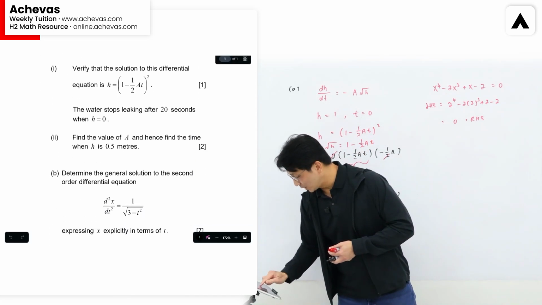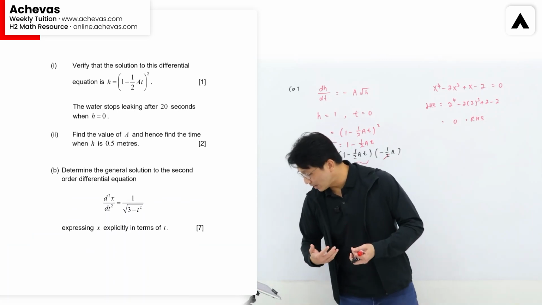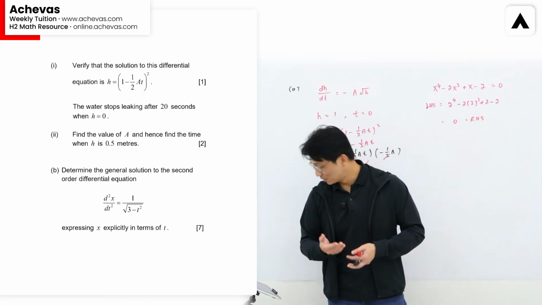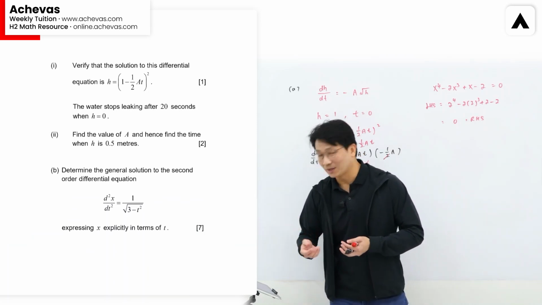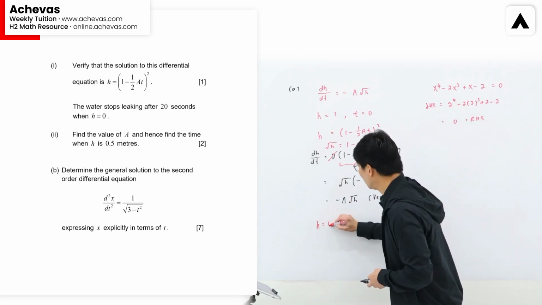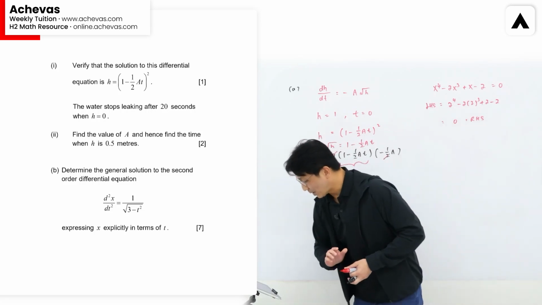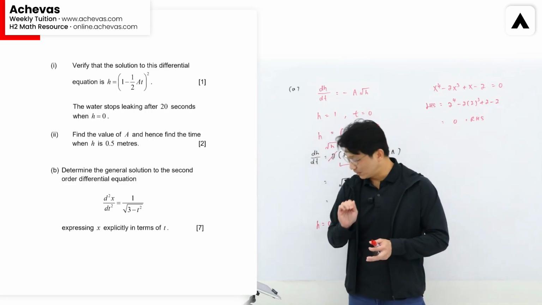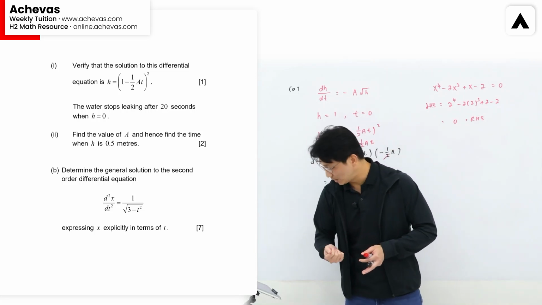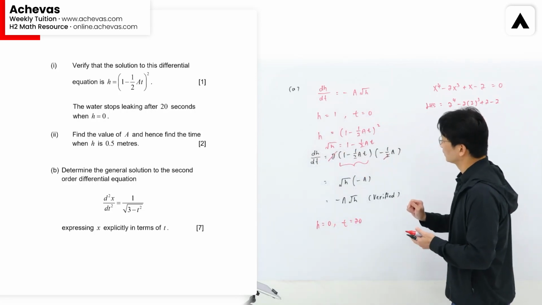Right, let's move on to the second part of this question. We are given that the water stopped leaking after 20 seconds when h equal to 0. So all the water has been leaked out already. I will know that h equal to 0, t equal to 20. And part 2 wants us to find the value of a first, and hence find the time when h equal to 0.5 meters.